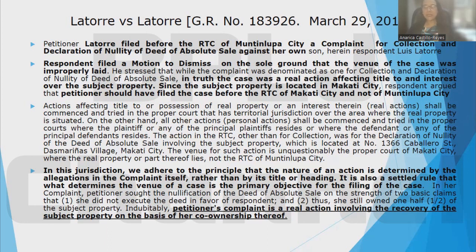What determines the venue is the primary objective for the filing of the case. Petitioner's complaint is a real action involving the recovery of the property on the basis of her co-ownership thereof. So in this case, the venue should have been in the RTC of Makati, where the property is situated.